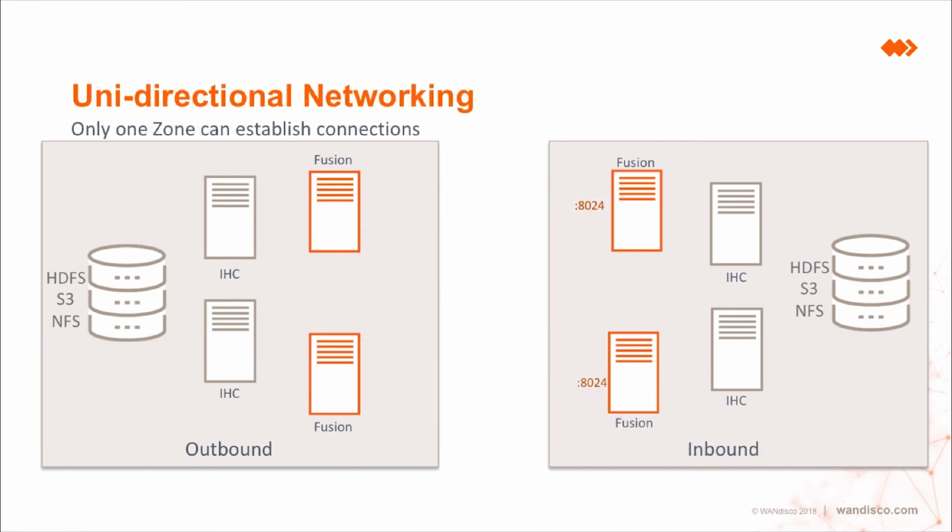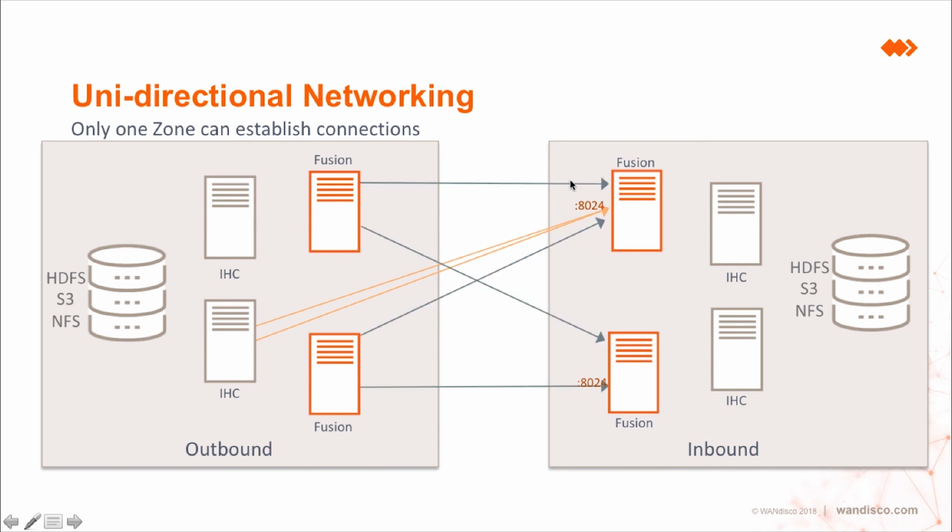For unidirectional networking, notice the outbound connection and the inbound connection here. These will be configured for inbound connections only. And in this case, the IHC will talk to Fusion on the other cluster with port 8024. And the Fusion nodes will communicate with each other from the other servers with inbound connections. There's no bidirectional networking occurring here.